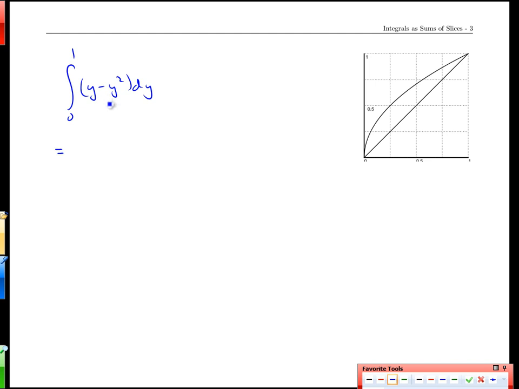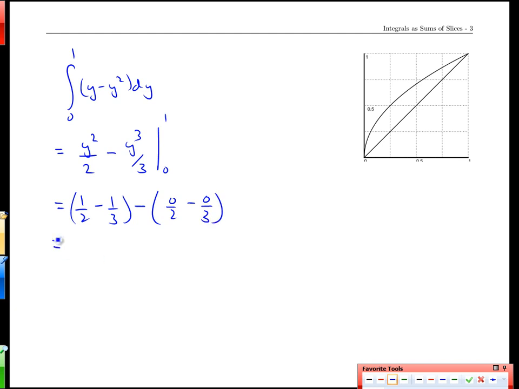At this point, we can ignore the area interpretation of this. The calculation comes back to the fundamental theorem and antiderivatives. Y squared over 2. So we antidifferentiate each of those, and we're going to evaluate the antiderivative at the limits 1 and 0. We get a half minus a third. Subtract the lower limits, that's 0 and 0, and in fact we actually get 1/6 square units. So this area here is exactly 1/6 square units.